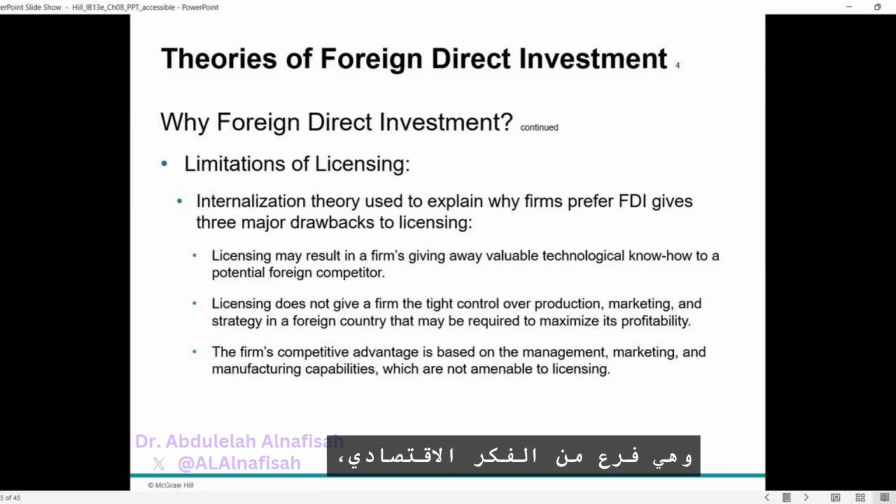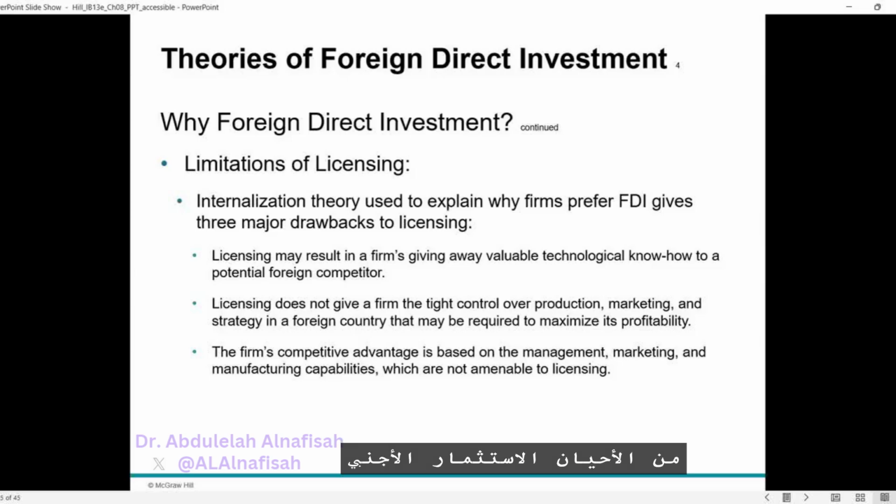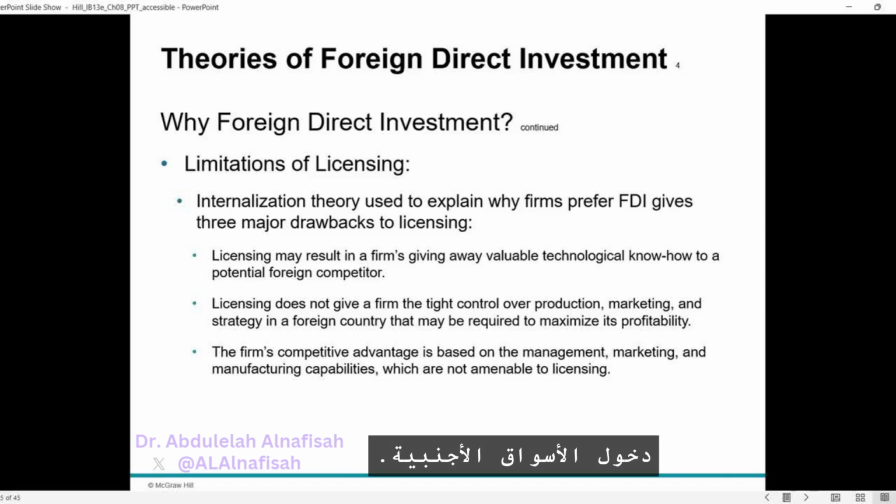Internalization theory, a branch of economic thought, explains why firms often choose foreign direct investment, FDI, over licensing when entering foreign markets due to market imperfections. Licensing can lead to giving away valuable technology, lack of control over operations and strategy, and an inability to transfer intangible capabilities. Firms may lose control over key functions and risk competitors gaining advantages. For example, RCA's licensing of color TV technology to Japanese firms like Matsushita and Sony led them to dominate the market, surpassing RCA.